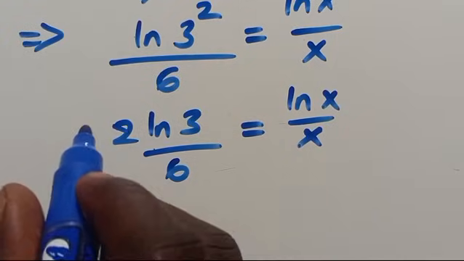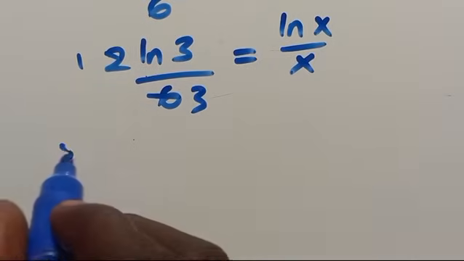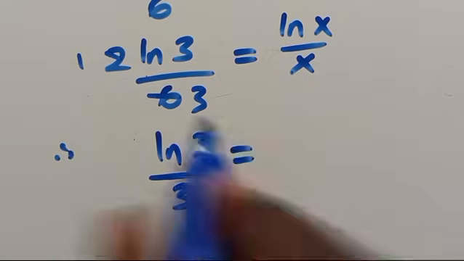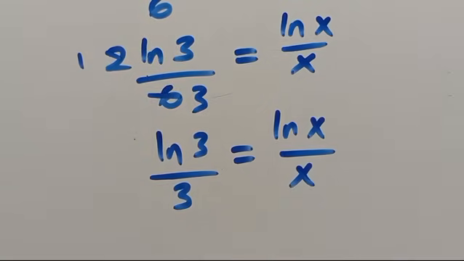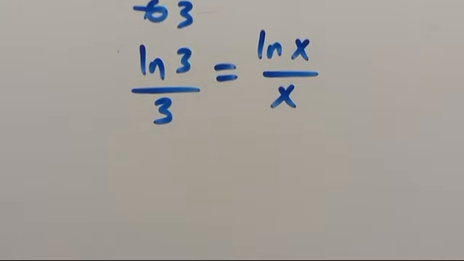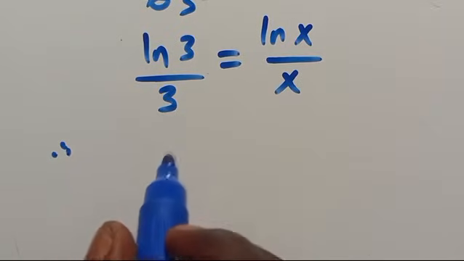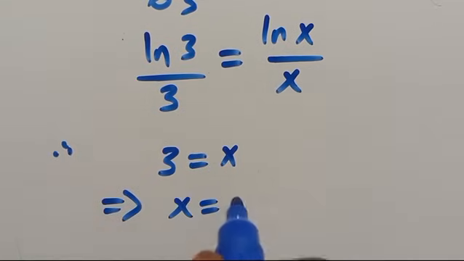So when we have 2 here, 2 and 6 give us 3. So we have this as ln of 3 over 3 equals ln of x over x. Merely looking at this expression, they look alike. And so from here we can equate the numerator and denominator. If you are to equate the denominator, we are going to have this 3 to be equal to x, which implies x equals 3.